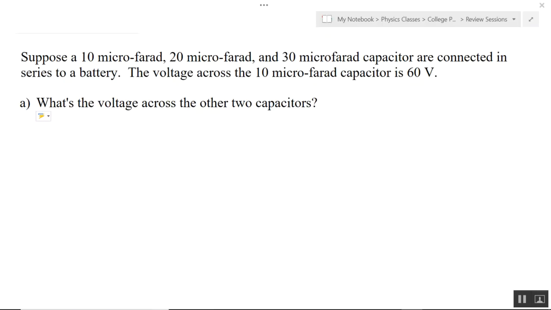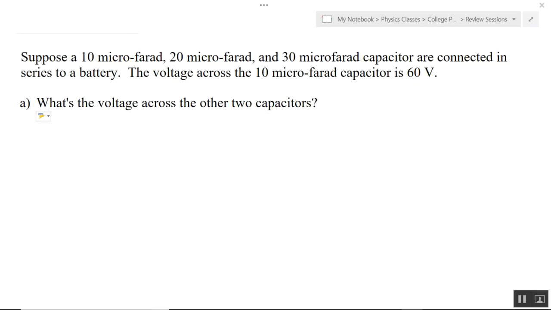Does anyone have an answer? No. Well, okay, so there's two. All right, so what about the 20 microfarad one? Does anyone have an answer for that one? Okay. He said you have to find out. So you have 60 and 120 and 30. Okay. What about the 30? Okay, 20. Okay, let's see two different ways of doing it.